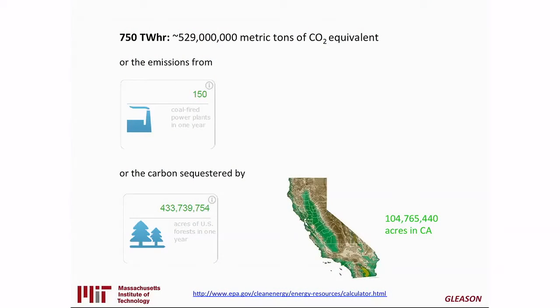And that amount of energy, mid-range 750 terawatt hours, besides being a massive amount of energy, also saves a tremendous amount of carbon. It's the equivalent, if this was done globally on every power plant, of not having to build 150 coal-fired power plants. It's also the equivalent of not having to plant the area of 4 times the state of California with forests.